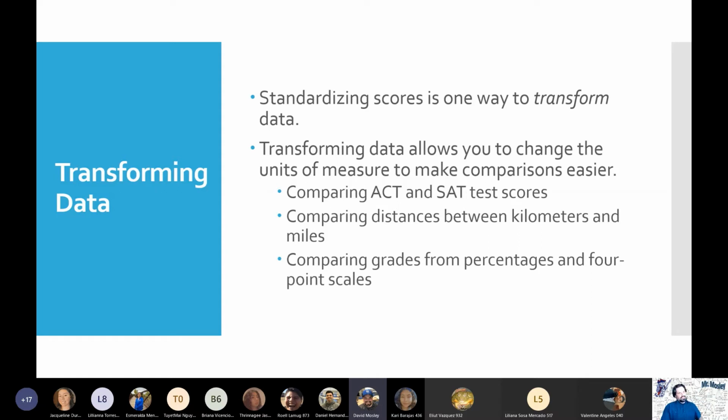Comparing grades from percentages and 4-point scales. Percentages and 4-point scales aren't the same. It doesn't make sense to compare a 3 to an 80%. They don't mean the same thing, but if I then convert these to z-scores, for example, that's kind of the easiest one to go to here, I can compare someone's results. All right, so the transformation allows me to compare data that otherwise I wouldn't be able to compare.